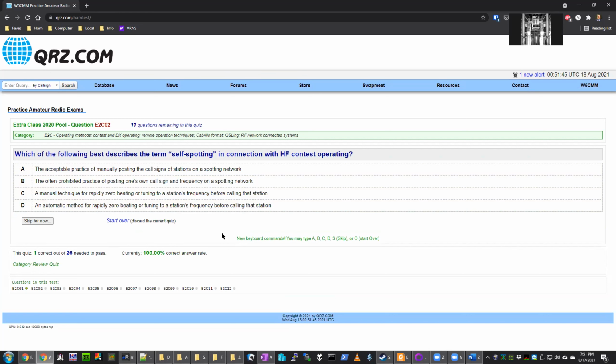Which of the following best describes the term self-spotting in connection to HF contest operating? B, Bravo. Yeah, that's going to be B, Bravo. It's generally frowned upon or prohibited. But if you're going to go operate and activate a park, it's very much encouraged because people are looking to make those contacts. In a contest, it's considered poor sportsmanship.